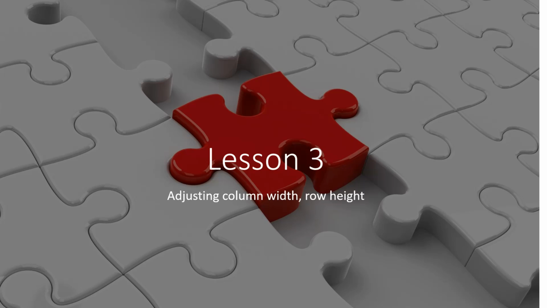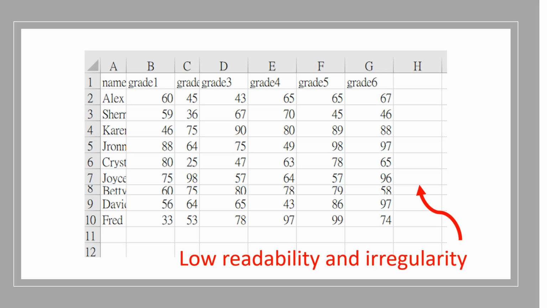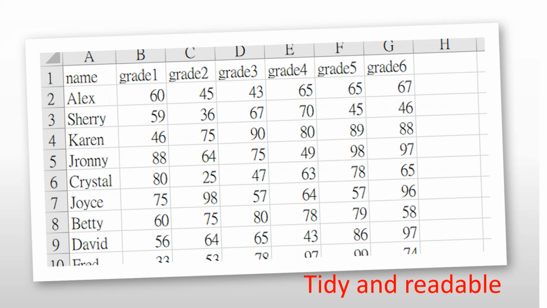Hello everyone, today we're talking about adjusting column width and row height. Seeing this picture, you'll see the font is irregular and hard to read. When we meet this problem, we can automatically adjust column width and row height, and it will become more tidy and readable.